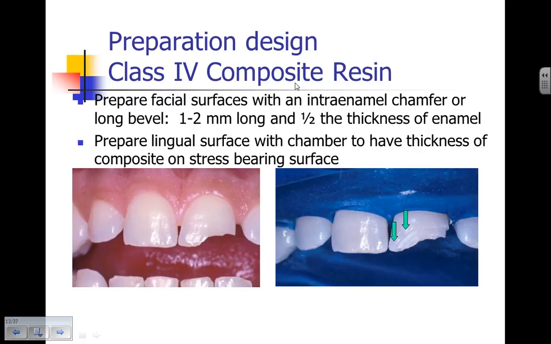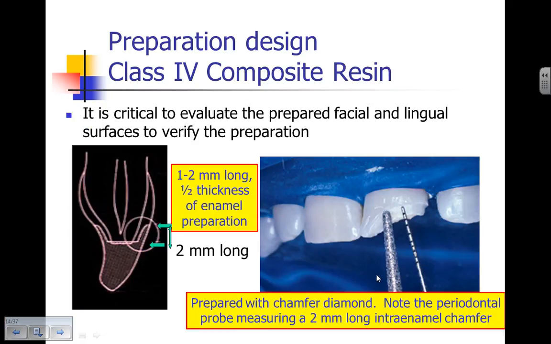Our preparation designed for our Class 4 is an intra-enamel chamfer that we're looking at here that is 1 to 2 millimeters long and half the thickness of the enamel. We prepare the lingual surface with a chamfer as well to have a thickness of composite in that stress-bearing area. We're going to use a thin chamfer diamond to create our preparation. You can see that I'm measuring the length of this preparation to be 2 millimeters. We know from research studies that the 2 millimeter length is critical to have our optimum retention in this stress-bearing area.